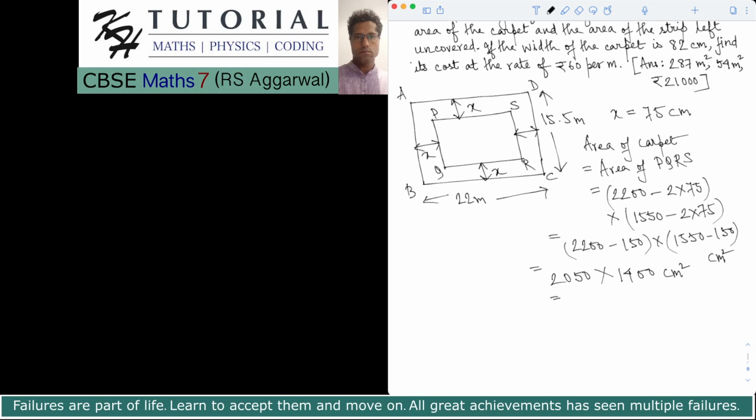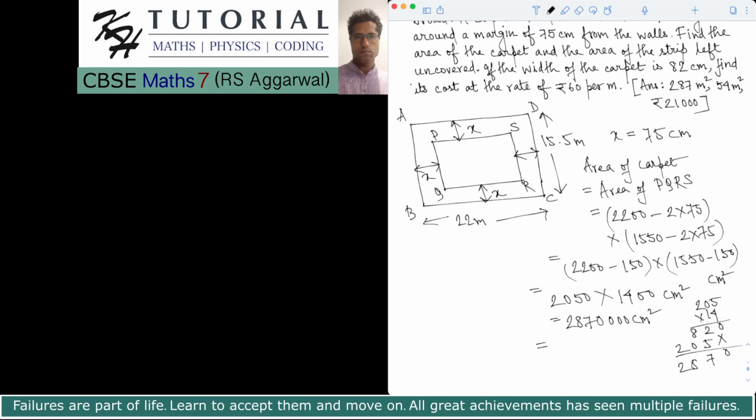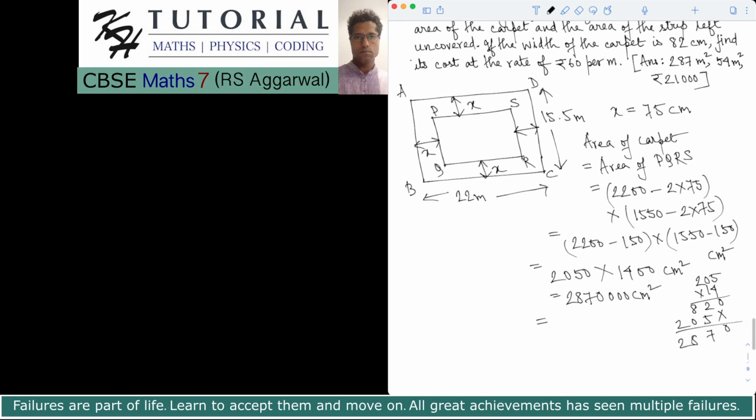And this is equal to, how much is 205 multiplied by 14? It is 2870, and then 000, this much centimeter square. So this is the area of the carpet, which is the area of the rectangle PQRS. So this is in centimeter square.